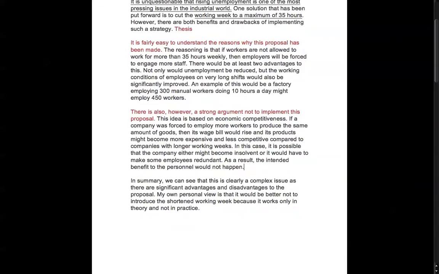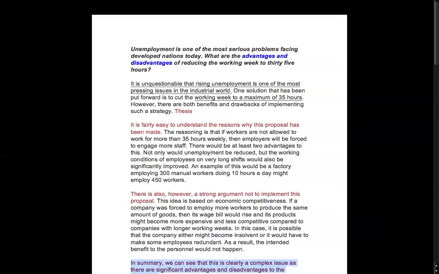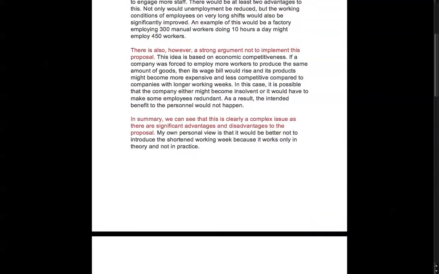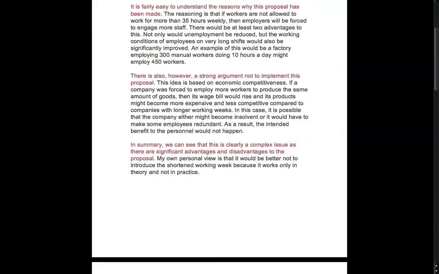Finally, we have the conclusion. In summary, we can see that this is clearly a complex issue, as there are significant advantages and disadvantages to the proposal. As you can see, the first sentence here of the conclusion is giving us a basic summary of the thesis and the focus of the essay, and then we finish with an opinion. My own personal view is that it would be better not to introduce the shortened working week because it works only in theory and not in practice.